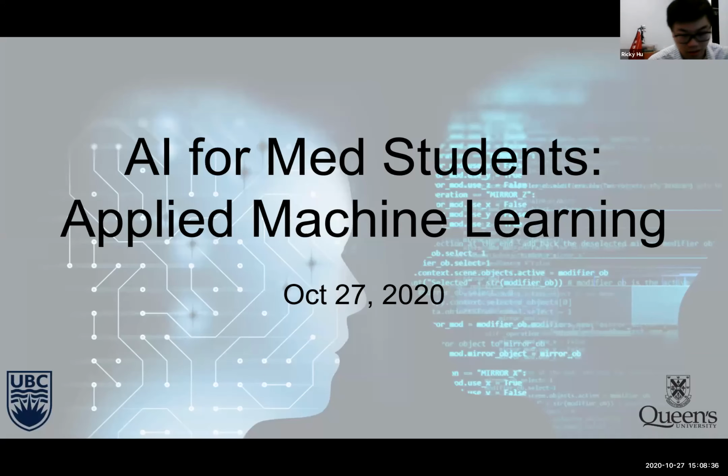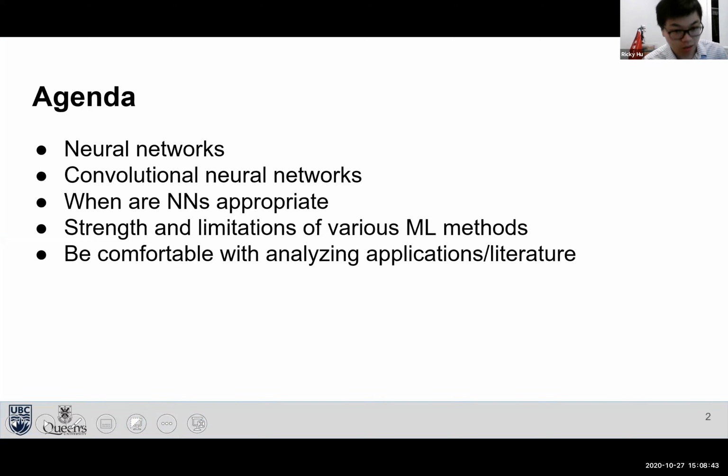So this should all consolidate, and everyone should start to feel comfortable in reviewing literature. Today we're just gonna go over some modern techniques, neural networks and convolutional neural networks, and when to use them, the strengths and limitations. And then we're going to show you some examples in literature.